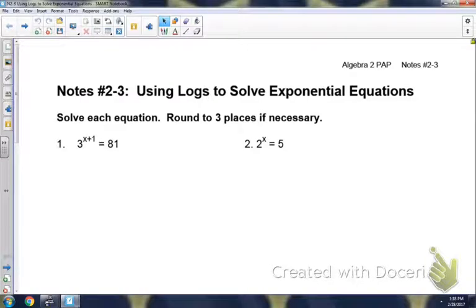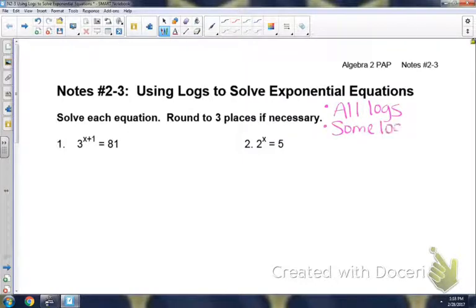Okay, so on notes 2-3, we're going to be using logs to solve exponential equations. So remember on 2-2 we talked about there are going to be 3 different types of equations that we're going to look at this unit. Some that have all logs, some logs, and the third one where it was no logs. Okay, this is what we're going to be looking at today.